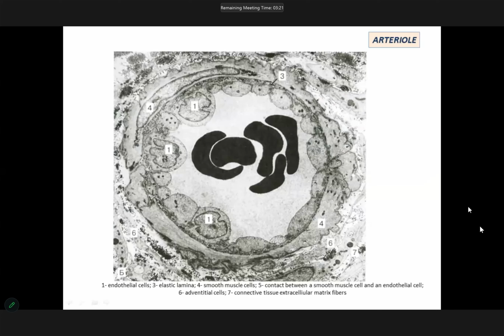Another example of the arteriole, endothelial cells. Here should be the internal elastic membrane and smooth muscle cell in media. And here should be the adventitia.